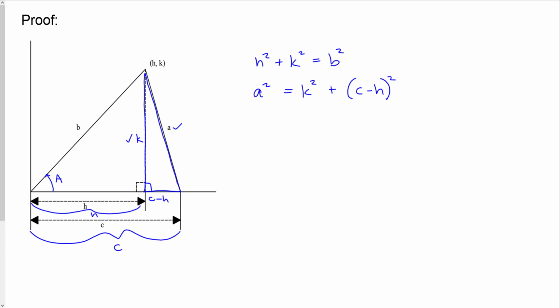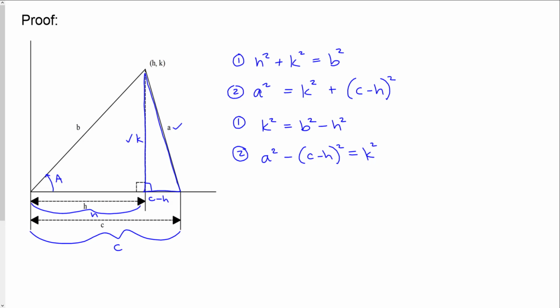Now, taking this first equation and just rearranging terms in it, I can say k squared is equal to b squared minus h squared. I'm just moving the h over. And working with the second equation, I can rearrange it and write it as a squared minus the quantity c minus h quantity squared equals k squared.